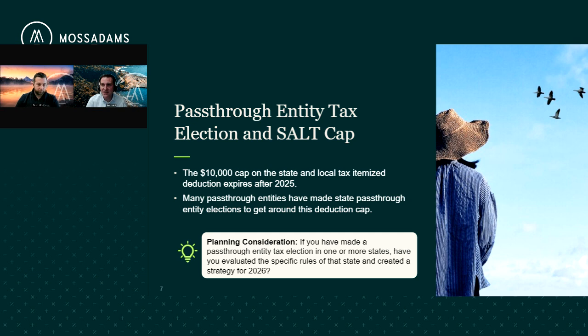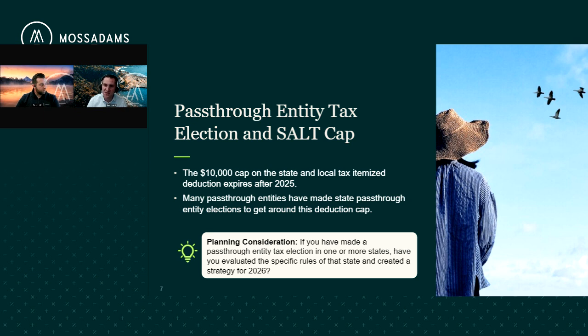And so states didn't like this, so they came up with these workaround programs where basically the individual taxes would actually get paid at the business level. The business would take the deduction, a credit would flow out to the individuals, and the individuals would effectively kind of back into a way to be able to deduct their personal income taxes at the business level. So that was the workaround.